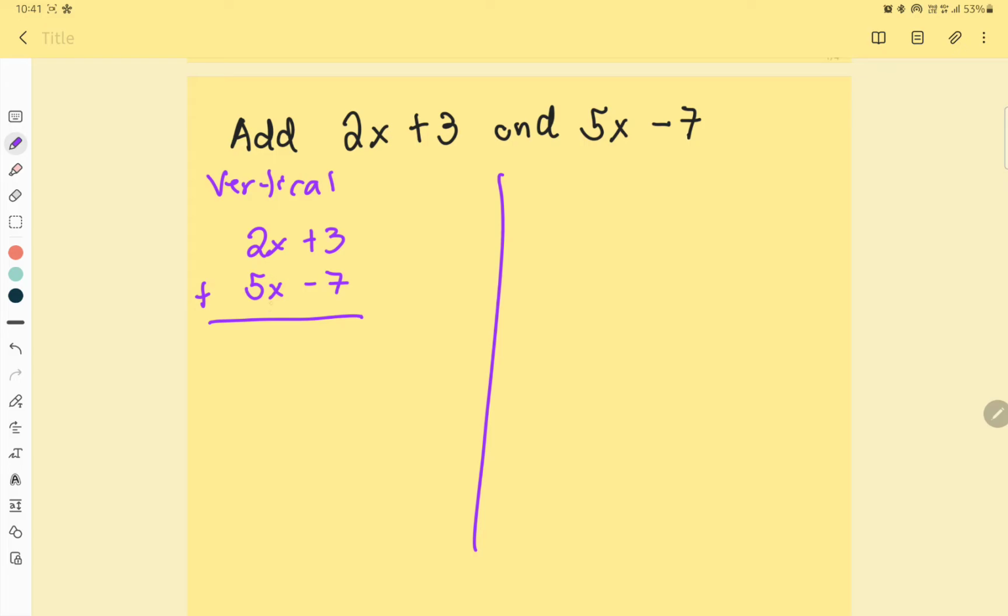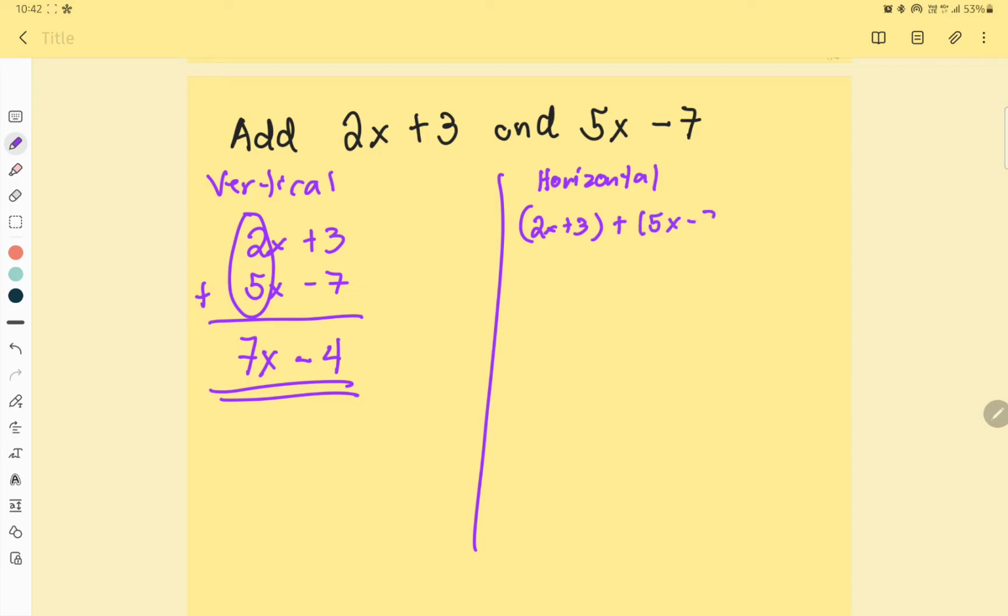So we have 2x plus 5x. Again, you are only going to add these, so you have 7x. And then by the law of principle, 3 minus 7 would be negative 4. So this is now our answer. However, the horizontal method is more formal when you're an algebra learner. So we have 2x plus 3, adding 5x minus 7, and then you're using equality.